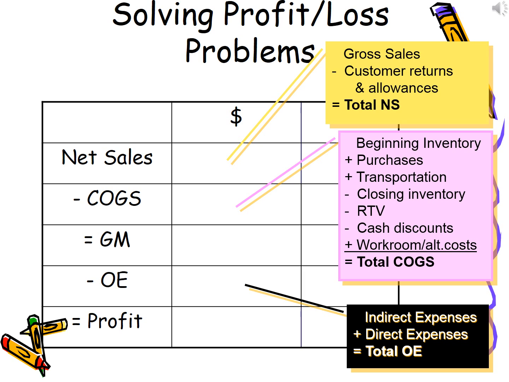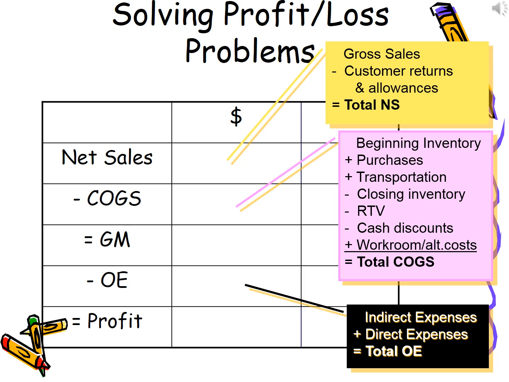Cost of goods sold uses a lot of different elements to think about. So starting from the beginning inventory, you add in new purchases and any transportation that you had to pay along with the purchases, and then subtract closing inventory that didn't get sold, and subtract returns to vendors, and subtract cash discount that you received from the vendor, the deduction in your invoice, and then add back in any alteration or workroom costs that you had to spend, and that will be your total cost of goods sold.